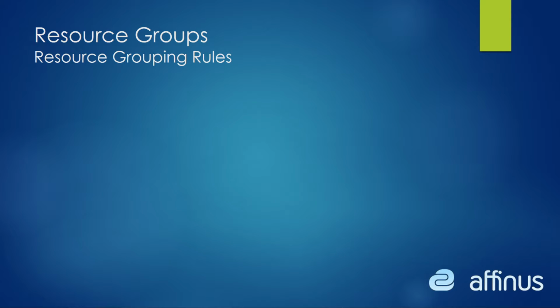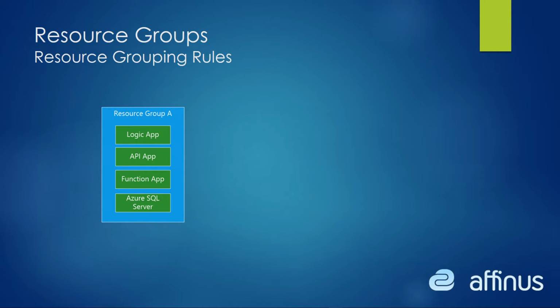We have an example of why these resource grouping rules are important. Let's assume I have a customer services application. It's all together. We've put the resources in a resource group called resource group A, and in there we have a logic app, an API app, a function app, and an Azure SQL Server. Now if I need to tear down this application, I can tear down this resource group. I can redeploy it, I can make changes to it as a whole, and it doesn't affect anyone else.